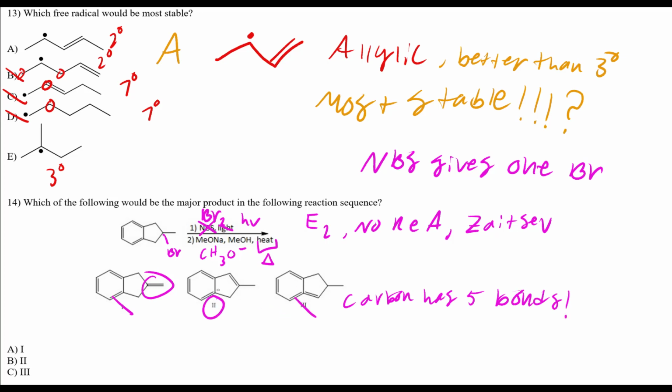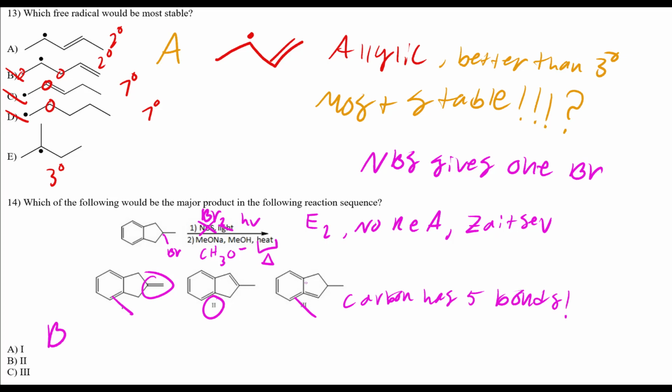So it should be 2. Because this is Zaitsev. It eliminated the bromine via E2 reaction and just put a double bond. This double bond is tri-substituted, so that's 1, 2, and 3, right? So that is a tri-substituted compound, and it should be the correct answer. So your answer should be B, right?